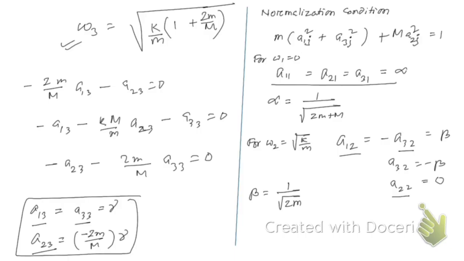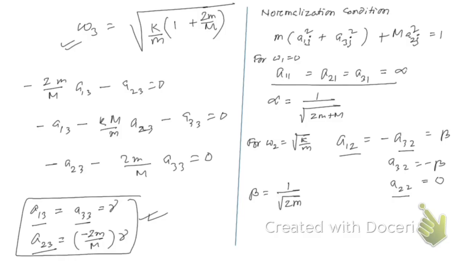And similarly for this third case, omega 3, you're gonna have here a13, here a33, here you're gonna have a23, right? So for mode 3, we're gonna put j equal to 3. For mode 2, we're gonna put j equal to 2. For mode 1, we're gonna put j equal to 1, right?